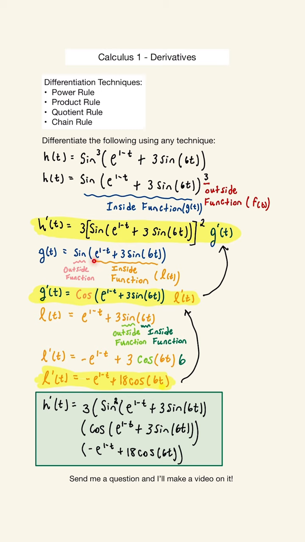And we're going to call this inside function L of t. So we're going to move L of t down, and this is our original inside function. And when we evaluate this expression, we can see that we have another case of the chain rule. So we have an outside function and an inside function. And so we can go ahead and take the derivative of L of t, where our e to the 1 minus t, we can just use the derivative for that and get negative e to the 1 minus t.